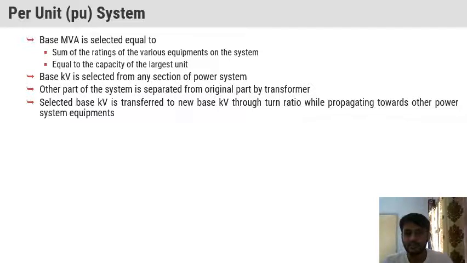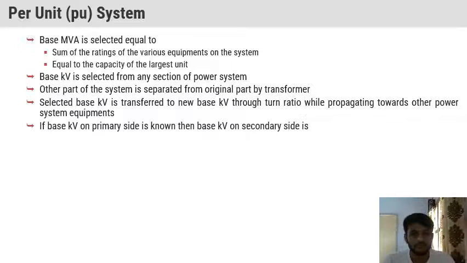And the base kV is selected from any section of the power system. The other part of the system is separated from the original part by a transformer. So when we go through the transformer, on its primary side we have one base voltage, and on the secondary side we get another base voltage. But power will be the same on both sides. The selected base kV is transferred to a new base kV through the turn ratio while propagating towards the other power system equipment. It will be clear when you study how we can convert the base value.